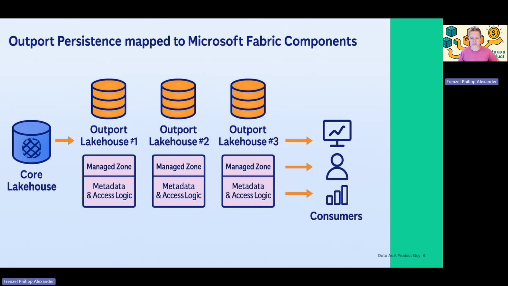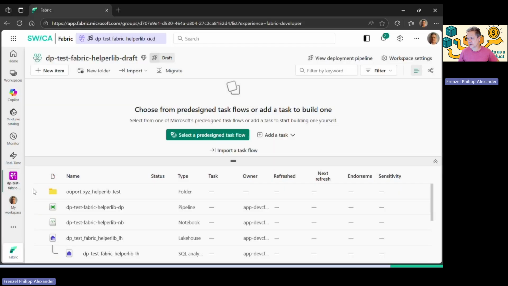So we've seen a lot of slides so far, but now I want to switch to the real environment. Here I have set up a workspace, which is the Dataproduct test fabric help lib. So we use a lot of Python help library that we share also through the environment.